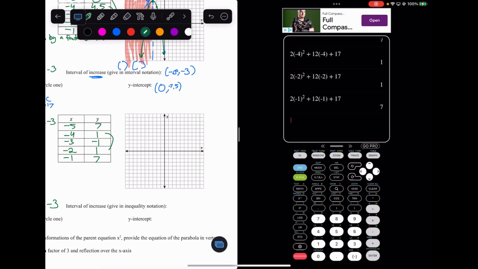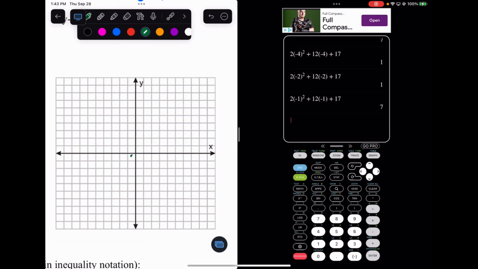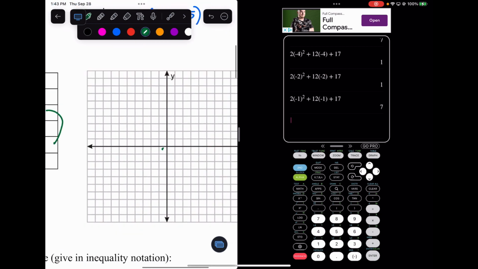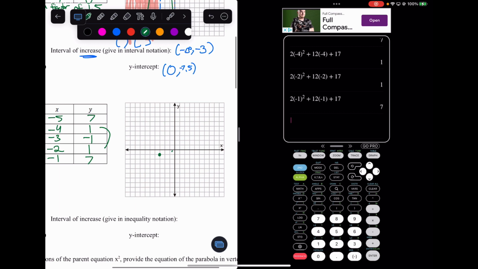And I've got -3, -1. 1, 2, 3, 1. And then we've got -4, 1. And -2, 1. And then we've got -1, 7. So 1, 2, 3, 4, 5, 6, 7. And we've got this here. So this is what our function would look like.